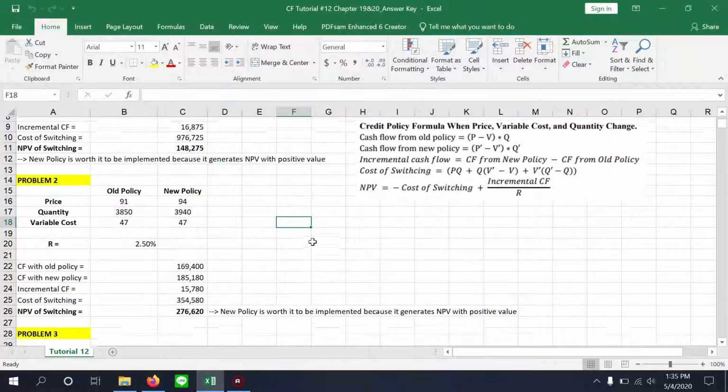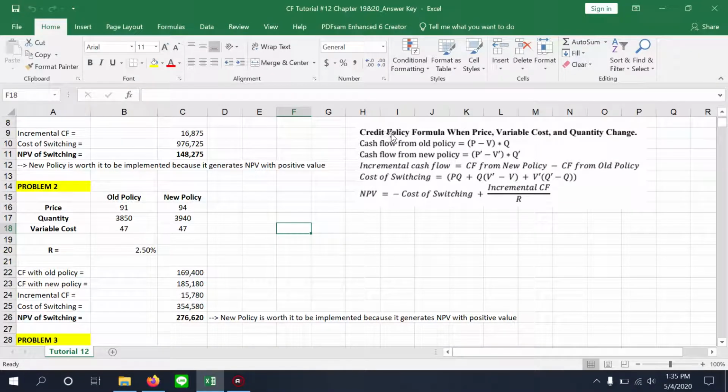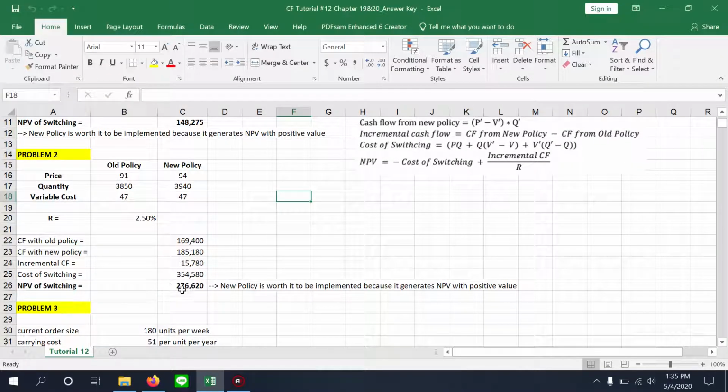The reason is that because the price, variable cost, and quantity change, the cost of switching must follow this new formula. And after you find that, you can find the NPV, as simple as that.